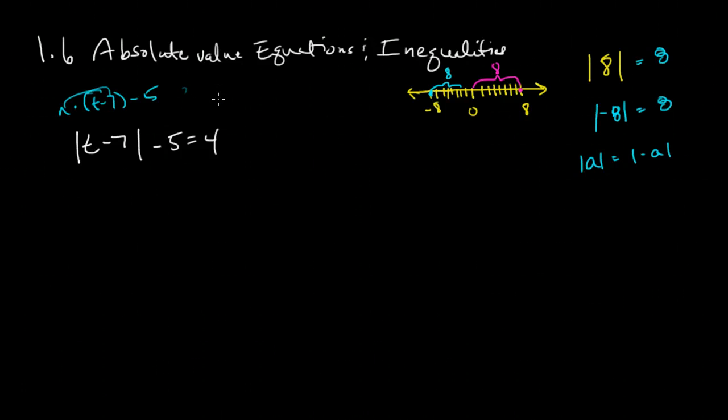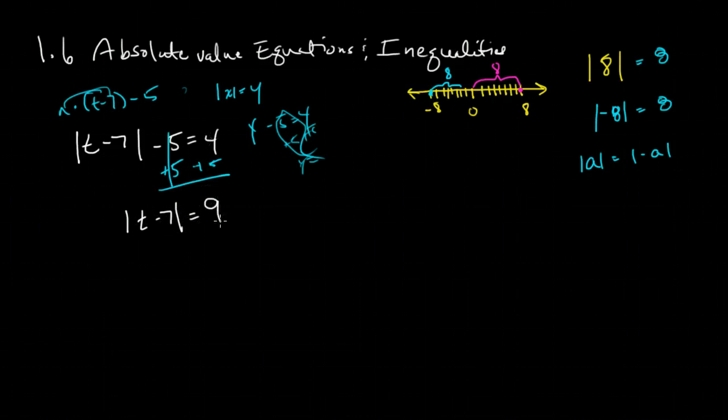We can say that an absolute value of one number is just like a variable, right? This would be the same thing as saying y minus 5 is equal to 4. And so to solve for y, I have to add 5 to both sides. Well, let's do that here. Let's add 5 to both sides. Those will cancel here, and I'm going to be just left with the absolute value of t minus 7 equal to 4 plus 5 is 9.